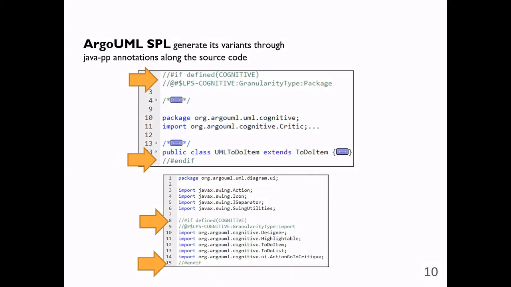They define comments with an ifdef notation, and they determine what is the feature that they are going to implement. So through Java annotations, they set what part of the code is related with each feature.